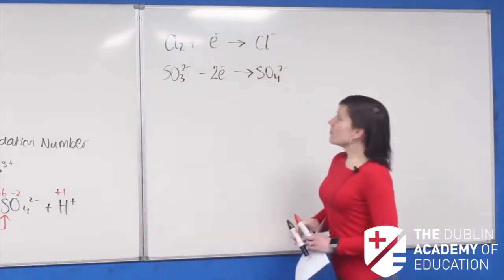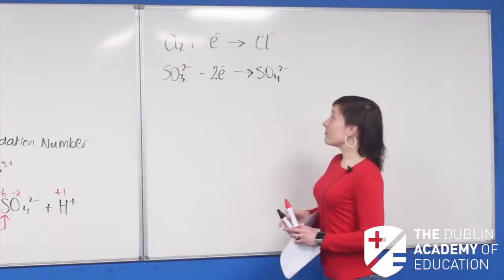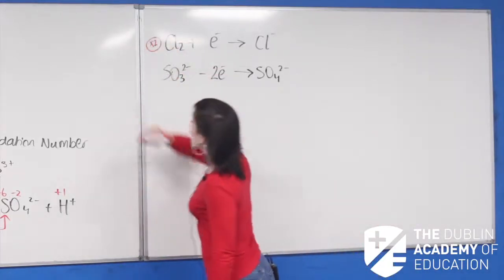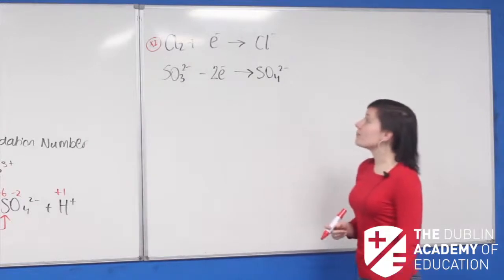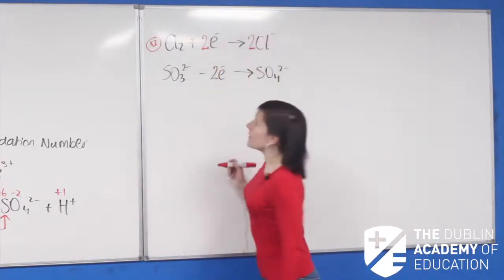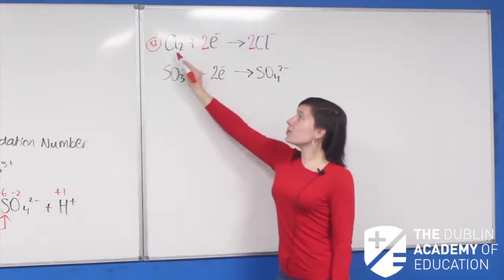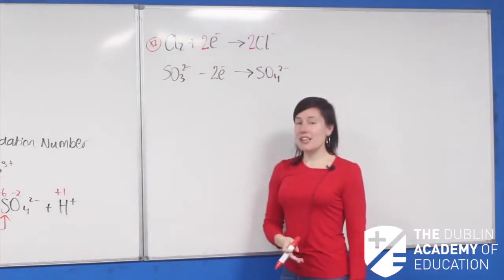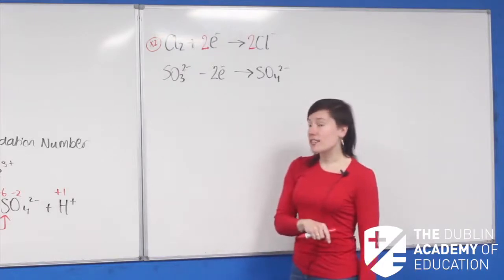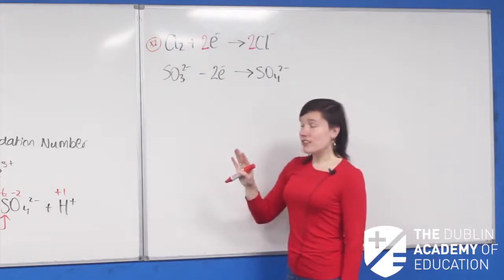Okay, so we want these electrons to balance. So we're going to multiply the top line by 2. Okay, we multiply the top line by 2. So we put a 2 here and a 2 here. I don't put a 2 in front of that Cl2. If we think back to the example we did in the previous video, that was a similar situation.